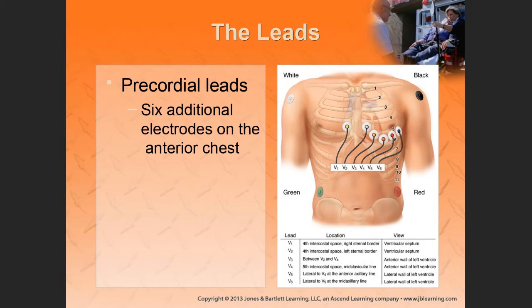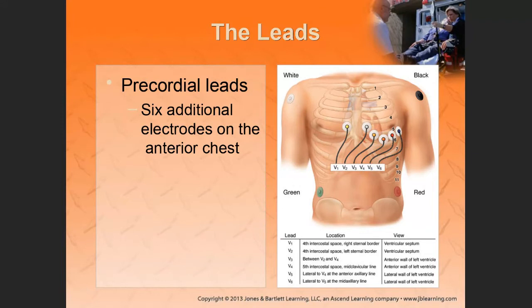V5 and V6 are left lateral. So V5 and V6 look at the left lateral wall of the ventricle. So it's left side. V5 and V6 are left side. So that's your 12 lead ECG. Now, this is my question. Process the information now.